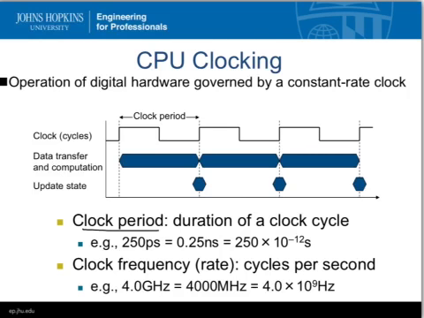A program consists of instructions, and each instruction takes one or more clock cycles to run. So the clock period is going to determine how long it takes to run a program, and it's expressed in seconds. And the frequency is the inverse, and it's expressed in hertz or seconds to the -1.